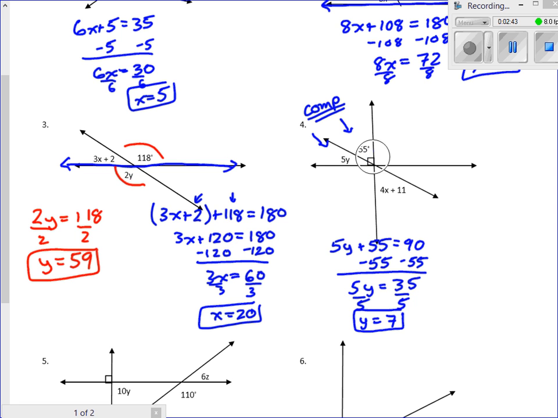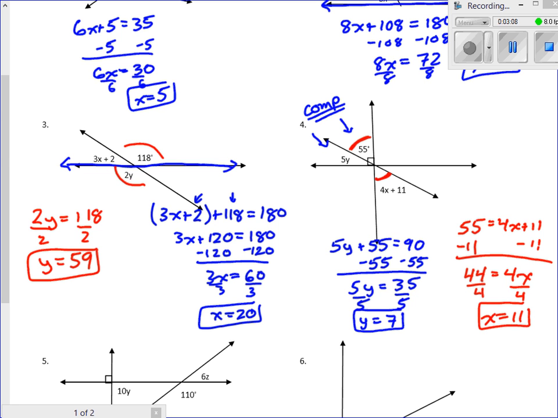And then if we look very closely, the 4x plus 11 is across from the 55. There's some vertical angles, which tells me that 55 equals 4x plus 11. So this is a two-step equation. 55 minus 11 is 44. That's equal to 4x, and we divide both sides by 4. X is equal to 11.